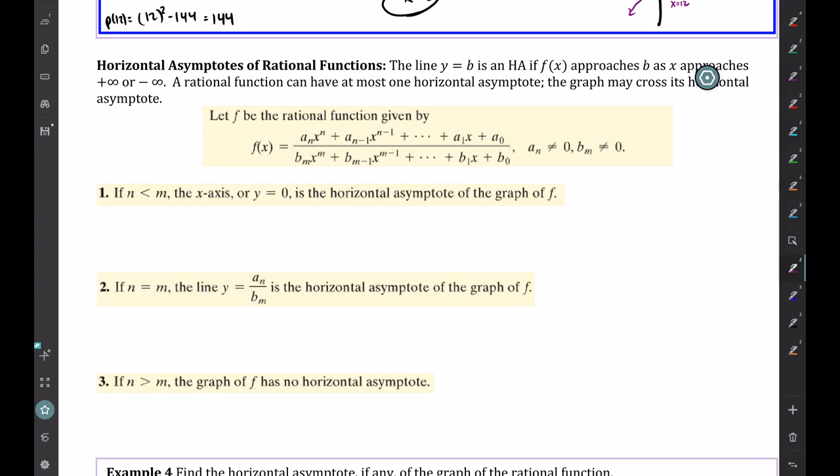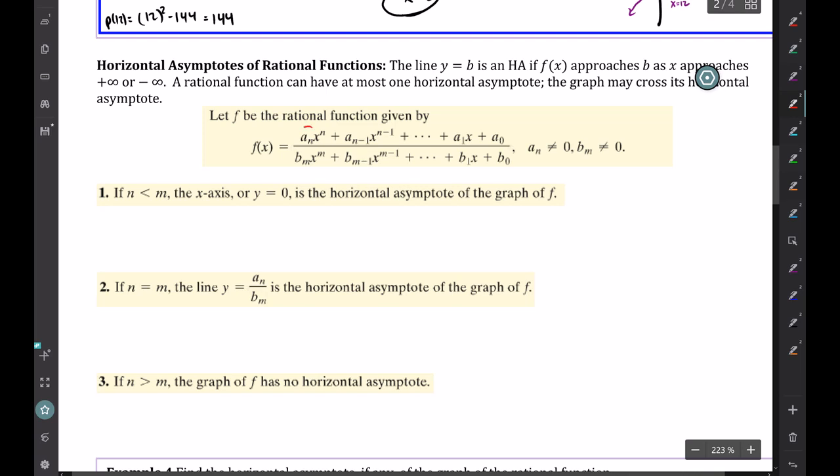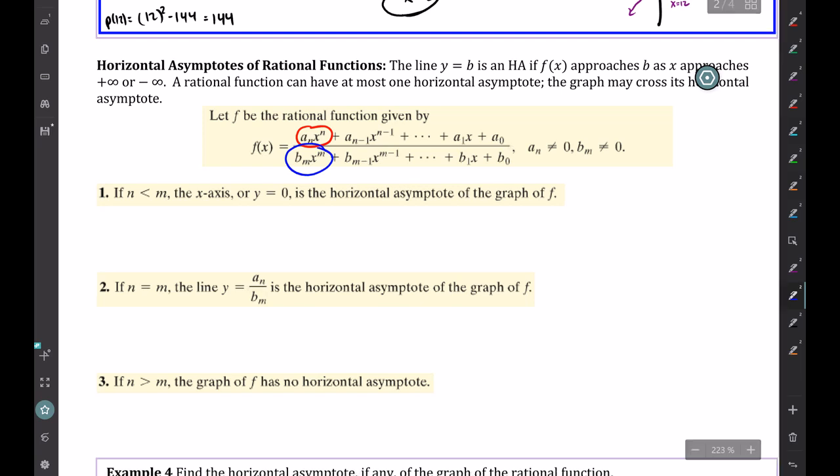Okay, a rational function can have at most one horizontal asymptote. The graph may cross its horizontal asymptote. Okay, so it may cross it. To figure out what the horizontal asymptote is, it's actually very simple. You look at your rational function as the quotient of two polynomials, and you look at the leading term of p of x and the leading term of q of x, and then you look at the exponents.